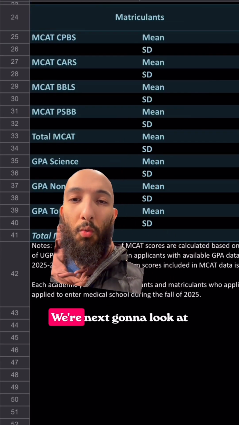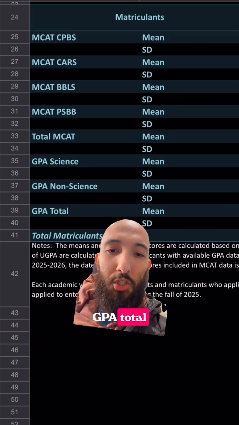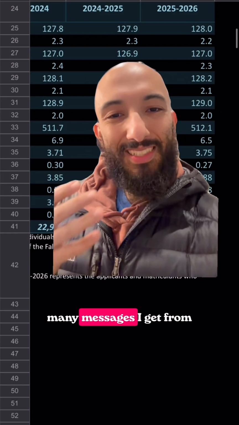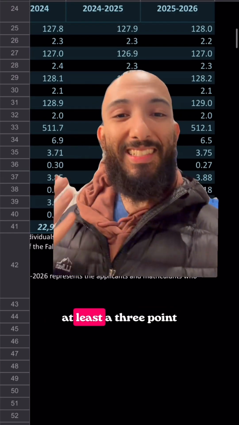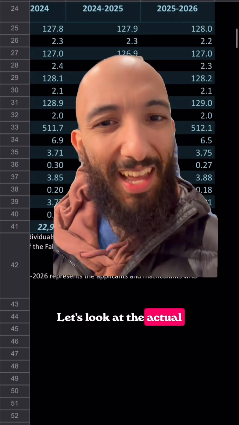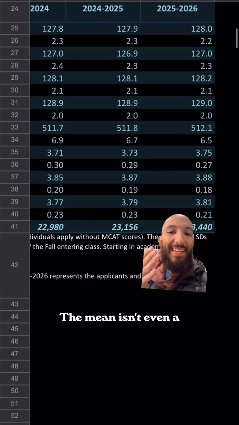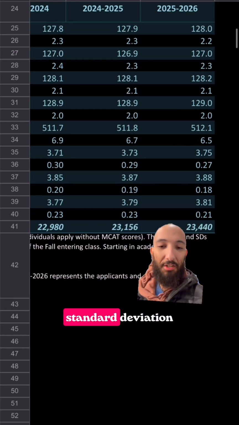Reorienting ourselves here, we're next going to look at the science GPA, non-science GPA. I'm going to focus on the GPA total. Do you have any idea how many messages I get from people saying that they've been told by credible sources they need to have at least a 3.9 to have a chance of even getting an interview at med school? Let's look at the actual numbers, please. The mean isn't even a 3.9. It's a 3.81 with a 0.21 standard deviation.